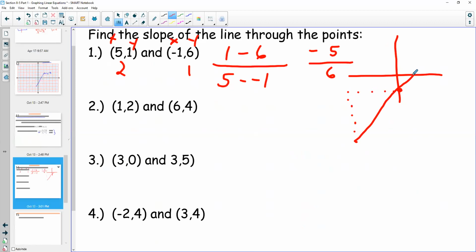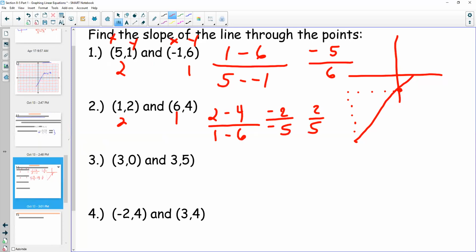All right. So the next one, I'm going to make this point 2 and this point 1 and try not to make a hash of it. So 2 minus 4 divided by 1 minus 6 gets me negative 2 over negative 5, which is the same thing as 2 over 5. So the slope in that case is 2 over 5. To the right 2, up 5.